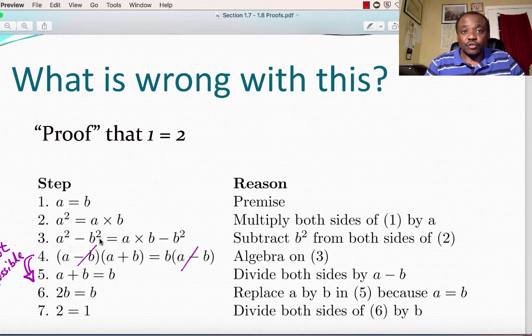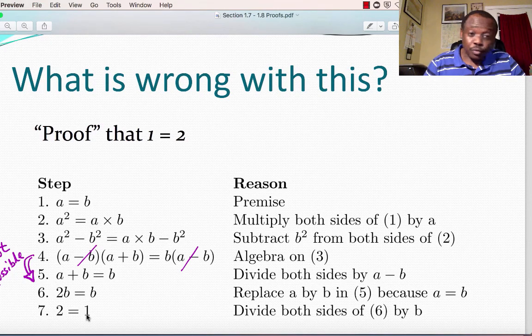And the difference of two squares factorizes out as A minus B times A plus B. And over here, we can factorize out B, and we are left with A minus B. And then we cancel A minus B on both sides. We are left with A plus B equals B. And that simply means, since A equals B, A plus B will just be 2B equals B. And if I cancel out my B, I'm left with 2 equals 1.